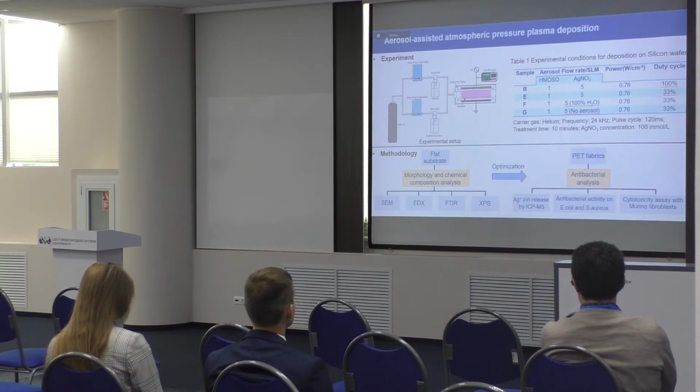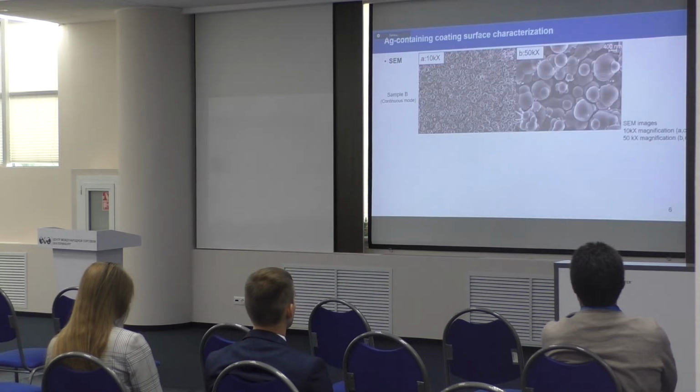After deposition on silicon substrate, the coatings were analyzed with the SEM, EDX, FTIR, XPS to study the morphology and the chemical composition. Accordingly, we optimized the experimental condition and further used PET fabrics as substrates in the deposition for biomedical applications. We checked antibacterial activity with gram-negative bacteria E. coli and gram-positive bacteria S. aureus. We also checked the cytotoxicity with murine fibroblast cells.